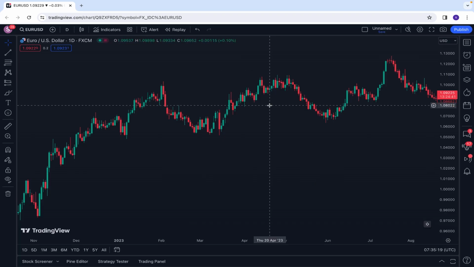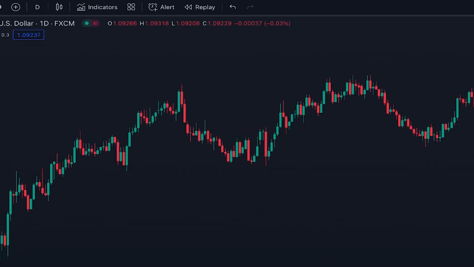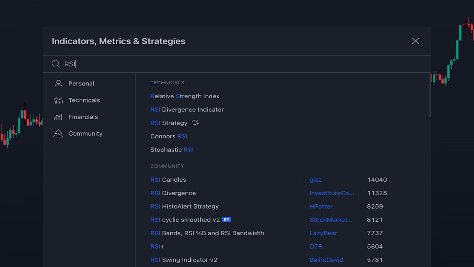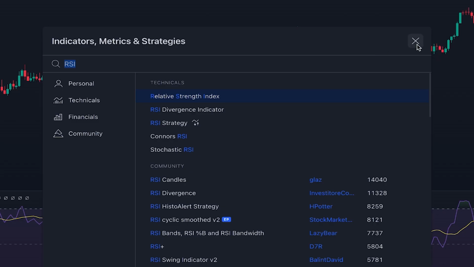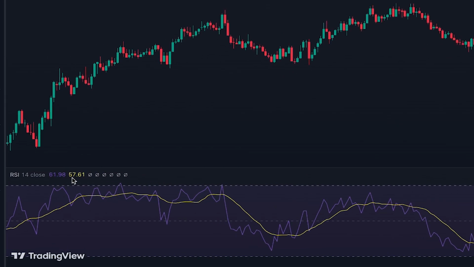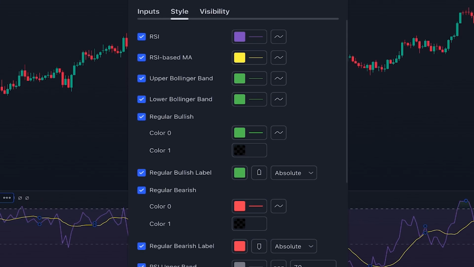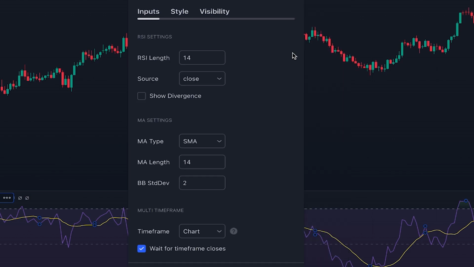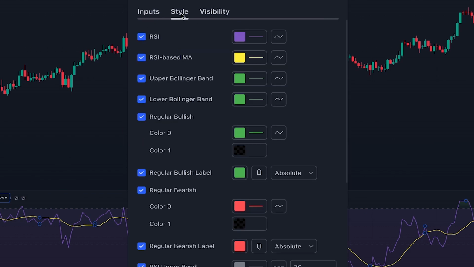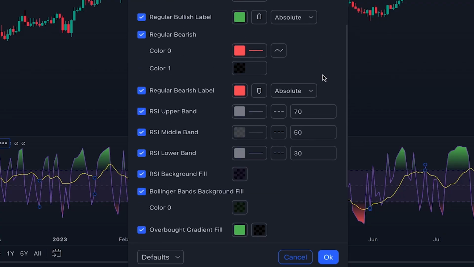First, we need to add RSI to our chart. So here we click on indicators and we search RSI, this one, Relative Strength Index. And then we need to go to the settings of the RSI to change the default settings of the indicator. Here in the inputs tab, for RSI length we set it at 2, and then here in the style tab, for RSI upper band and lower band, which are the levels for overbought and oversold conditions, we need to give them more extreme values.